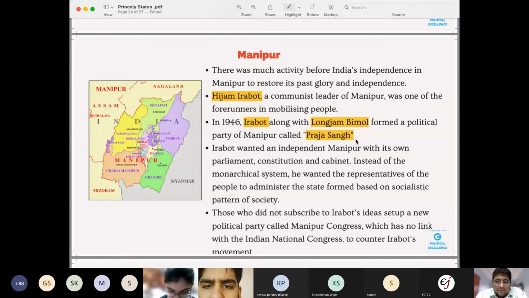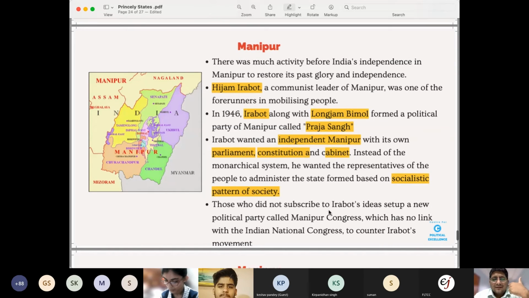Now, what was their agenda? Their agenda was that they wanted an independent Manipur with its own parliament and its own constitution, and they should have their own cabinet. Now, they also wanted to demolish the monarchy that was existing, and the Praja Sangh party was of the opinion that representatives of the people should be there who should govern the state, on a socialistic pattern of society.